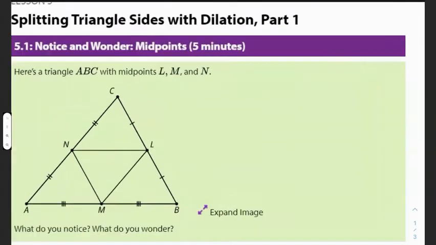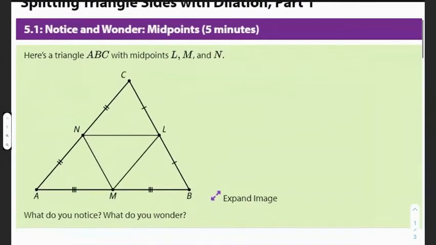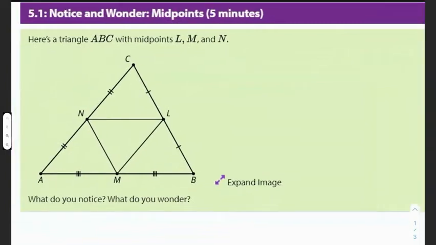So here's triangle ABC with midpoints L, M, N. I'm going to go ahead and mark those, L, M, and N. Okay, so those are midpoints. N looks like to be the midpoint for AC. L is the midpoint for BC, and M appears to be the midpoint for AB. What do you notice? What do you wonder?